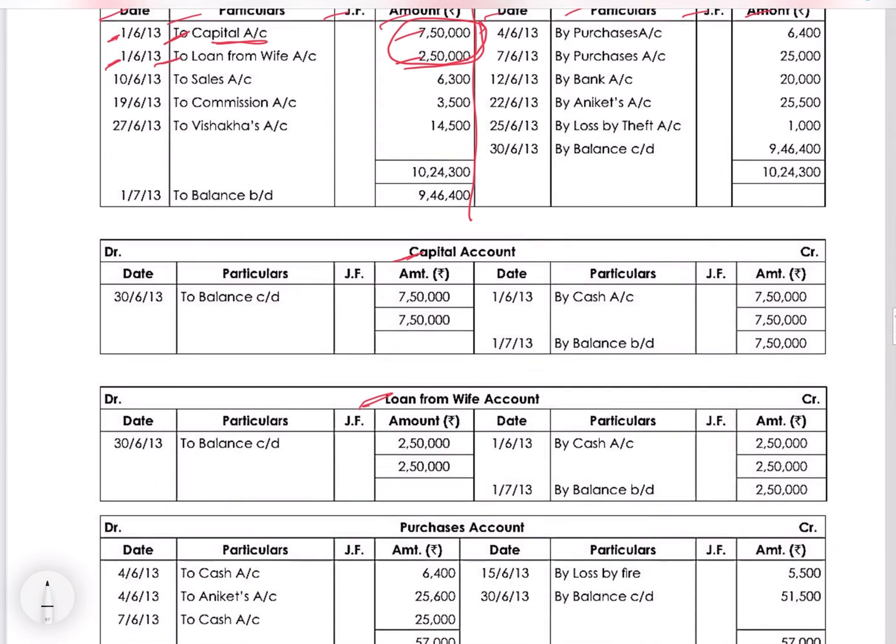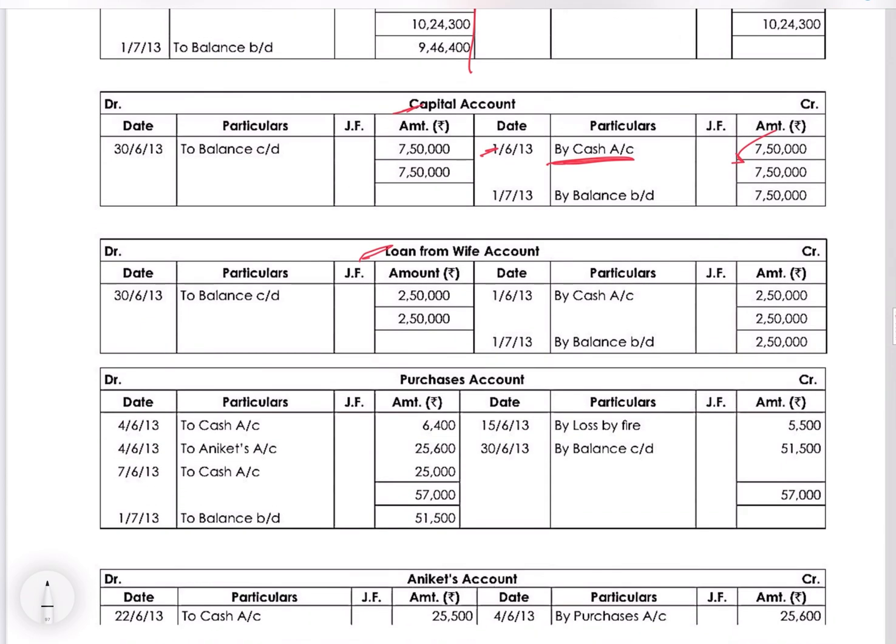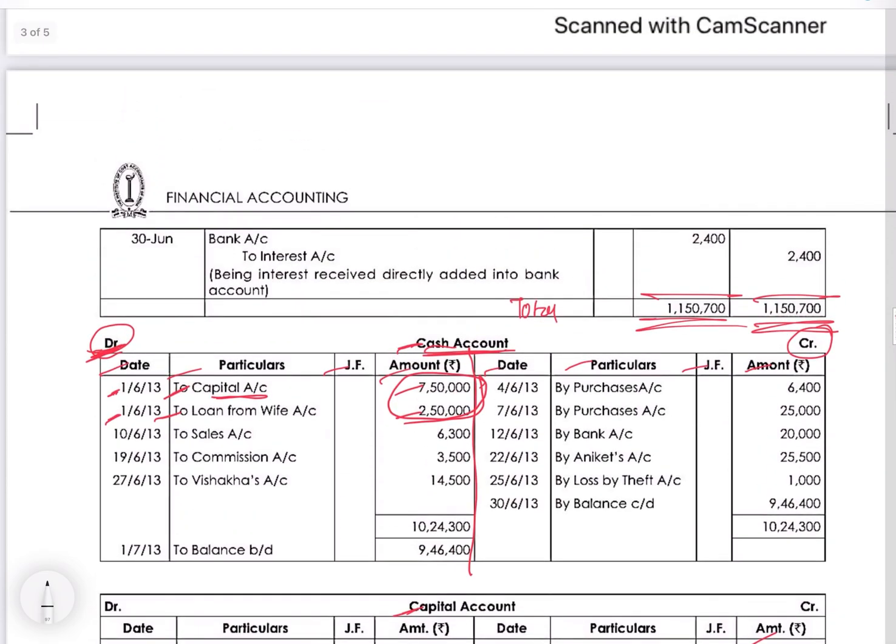In the same way, make the format for capital account. Capital account was credited, so we'll credit 7 lakh 50. We'll write 1st June by cash. And in loan from wife we will write 1st June, 2 lakh 50, by cash. Okay. Second entry.